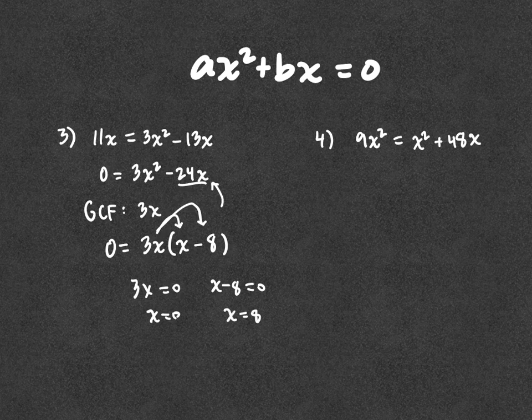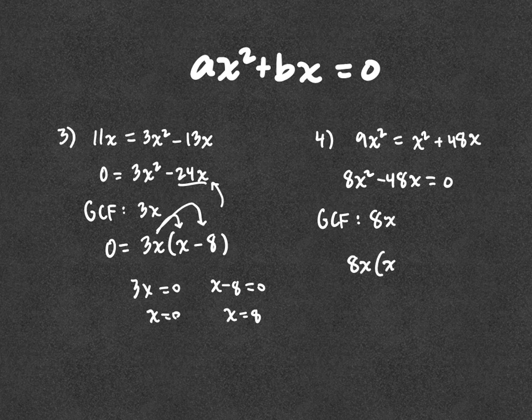Okay, number 4, I'm going to bring everything from the right over to the left side. So subtracting x squared, I will get an 8x squared, and subtracting 48x, I get negative 48x. The right side is equal to 0. C is equal to 0, so my greatest common factor is going to be 8x. Therefore, 8x times the quantity x minus 6 is equal to 0.